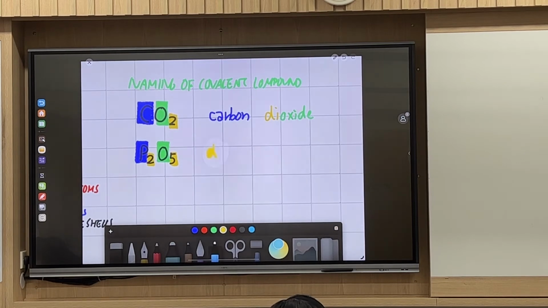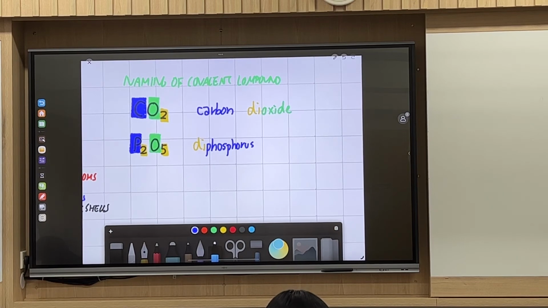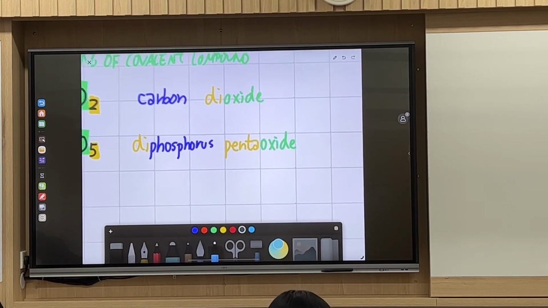So diphosphorus. What about a five-sided polygon you learn in math class? What do you call a five-sided polygon? Pentagon. Yeah, so therefore it is diphosphorus pentaoxide or pentoxide. It sounds like some kind of spell you see in a Harry Potter movie, but it's not. Okay, so you have diphosphorus pentoxide.